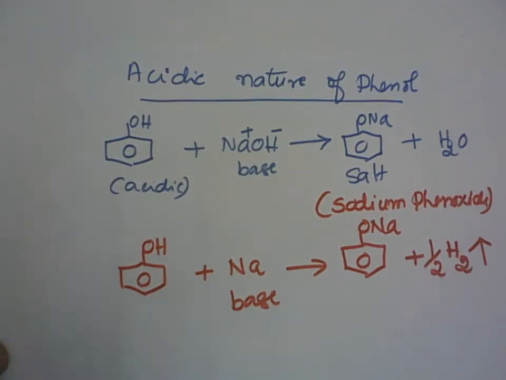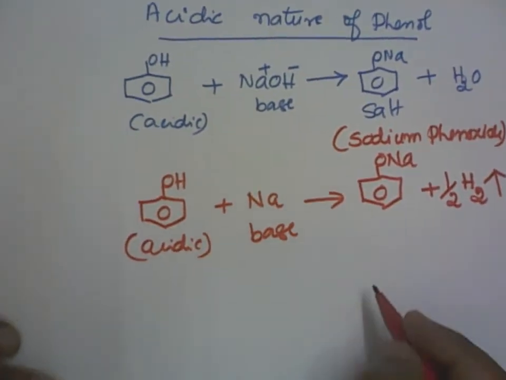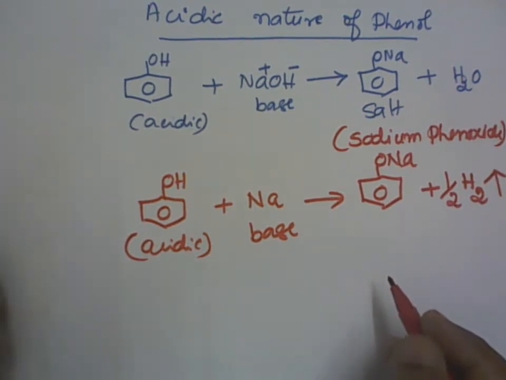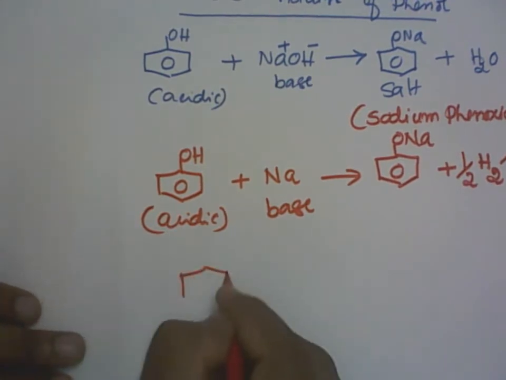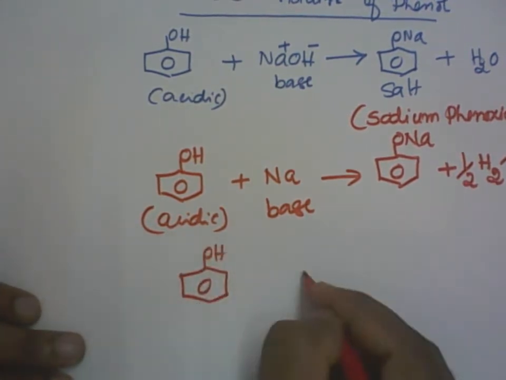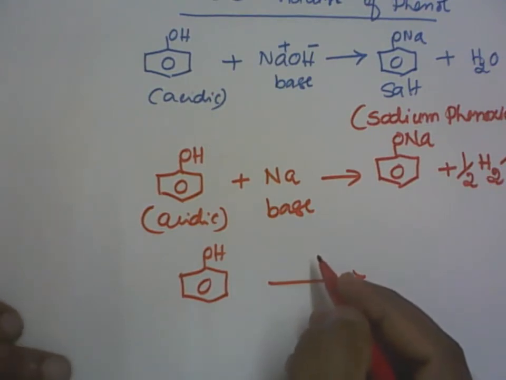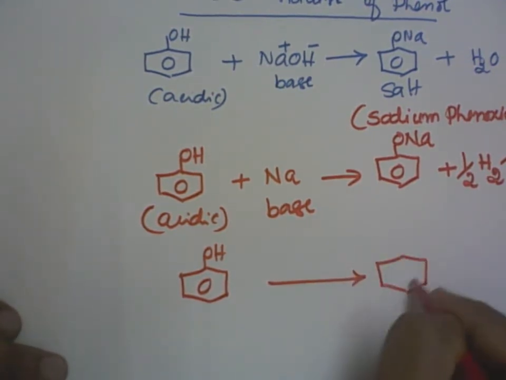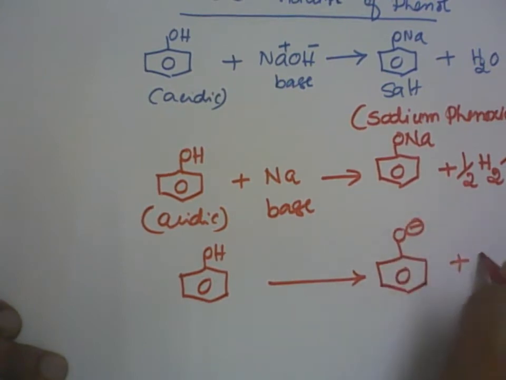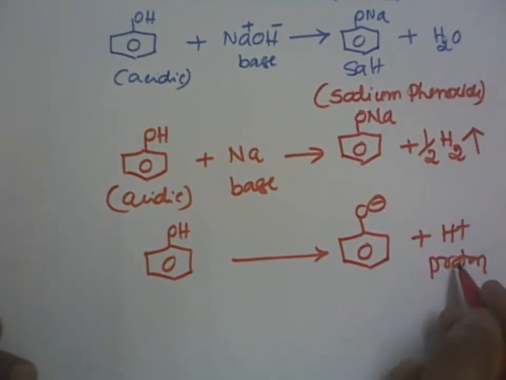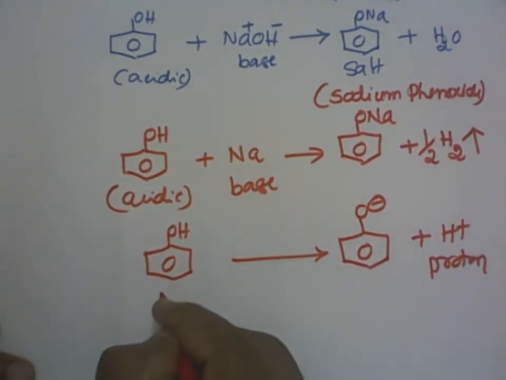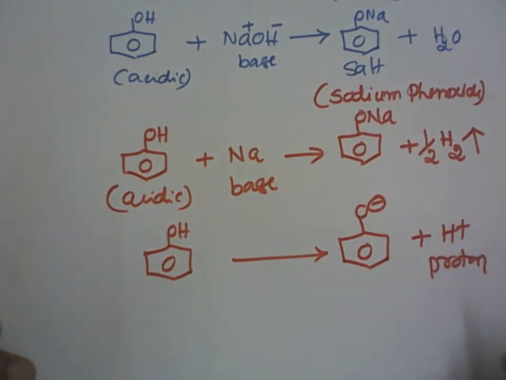Now, why are these acidic in nature? Any substance is known as an acidic compound if it produces protons in the solution. For example, let me take the same phenol. According to the Arrhenius concept we studied, any substance that produces H plus ions or protons in the solution is called an acid. So phenol is an acid because it can produce H plus ions.